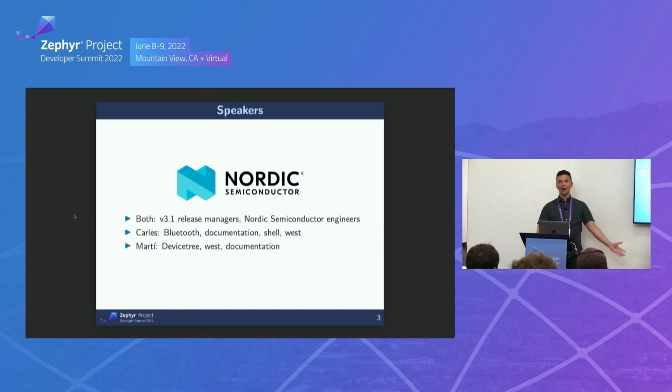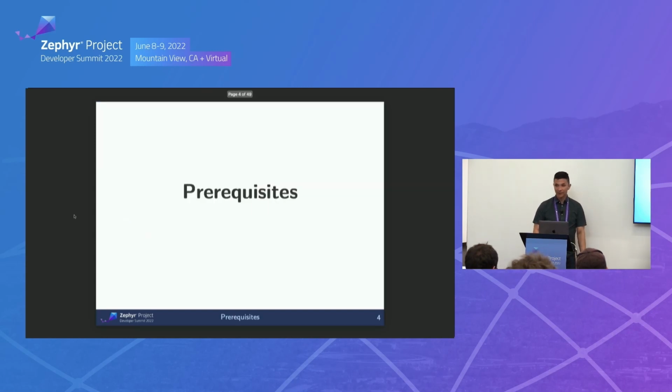So who are we? Myself and Carles in the ether. We were the release managers for Zephyr 3.1, which just came out this past weekend. We both work for Nordic Semiconductor. Carles is working on Bluetooth, documentation, the shell, and West. I work on device tree, West, and the documentation. So I thought we could do a talk on how to get your patches merged while we were fresh from having merged a bunch of patches, to keep everything at top of mind and see if it would be useful for the community. So with that, I'll hand it off to Carles to talk about the prerequisites.